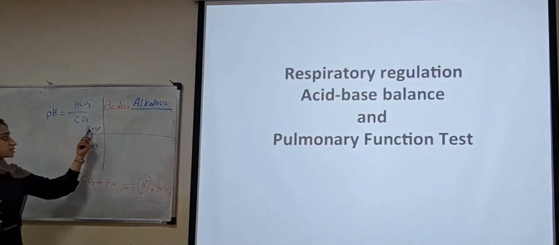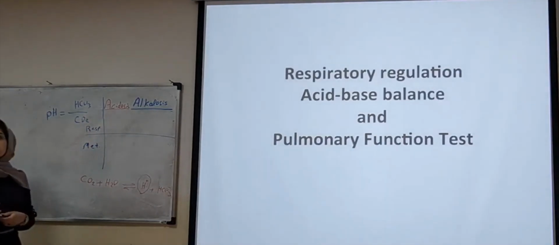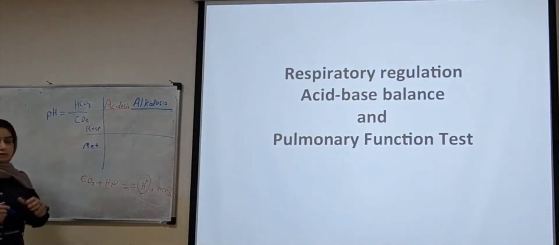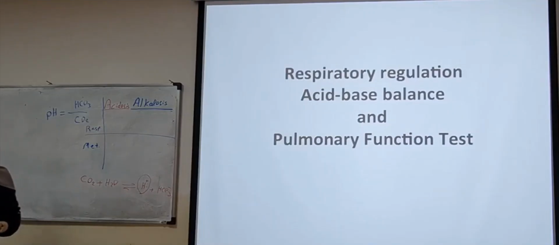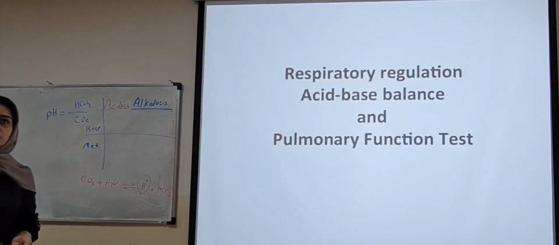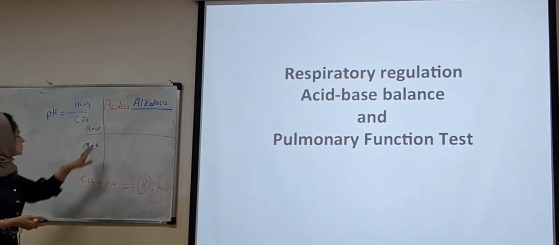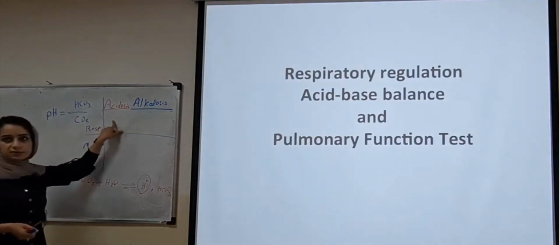So why is respiratory associated with acid-base imbalance? Because hyperventilation causes alkalosis. We increase CO2 out, so there will be a decrease in the H. So what will happen in respiratory acidosis?